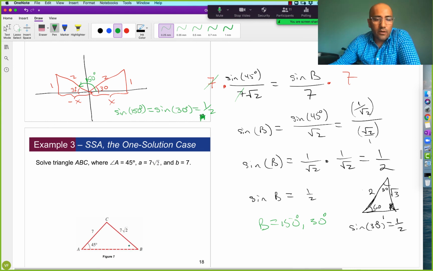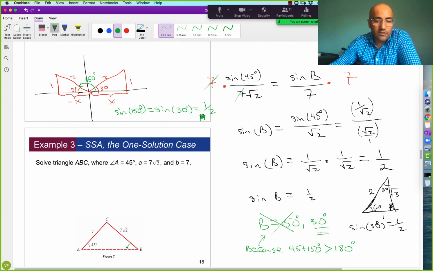Now going back to our triangle, we can easily eliminate the case of 150 because we know that the sum of the interior angles must be 180, right? So B can't be equal to 150, because 45 plus 150 is already bigger than 180. So B can't possibly be 150 degrees. So we've narrowed it down to 30, right?